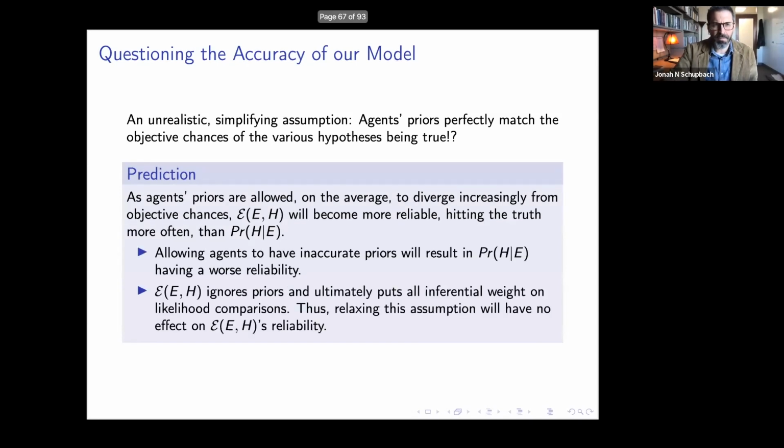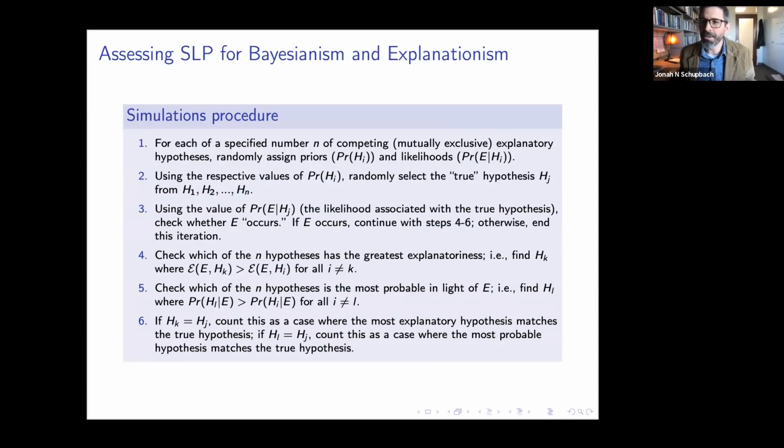Okay. So how can we change the simulation then to make it more accurate? Well, just watch how this changes, right? I'm going to highlight in red the changes that I make. So instead here in step 1 of randomly assigning priors, we're going to say what we're actually assigning there randomly are objective chances.